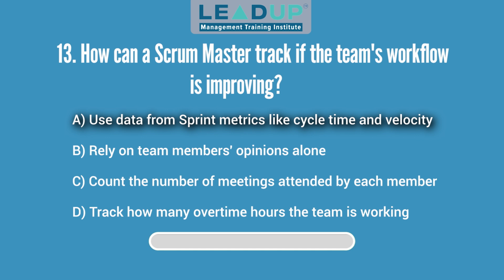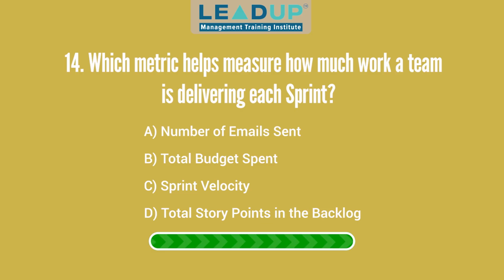Answer: use data from sprint metrics like cycle time and velocity. Question 14. Which metric helps measure how much work a team is delivering each sprint? A. Number of emails sent. B. Total budget spent. C. Sprint velocity. And D. Total story points in the backlog.